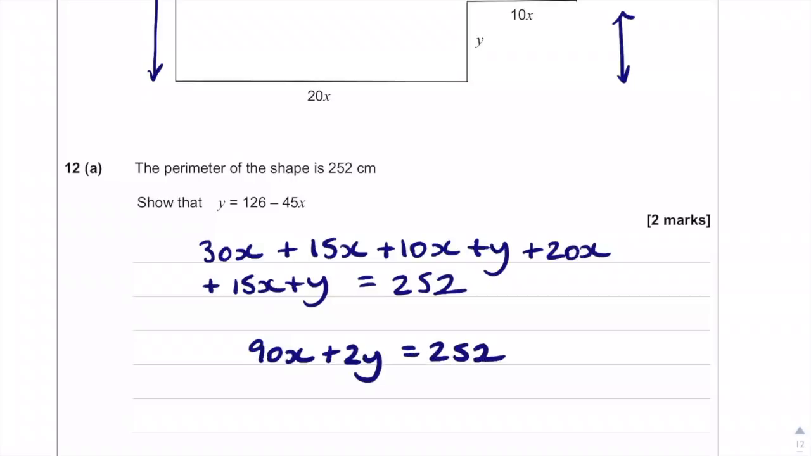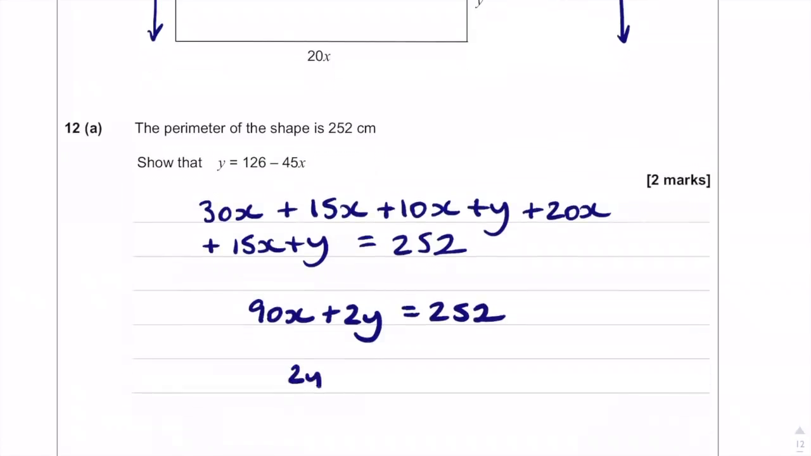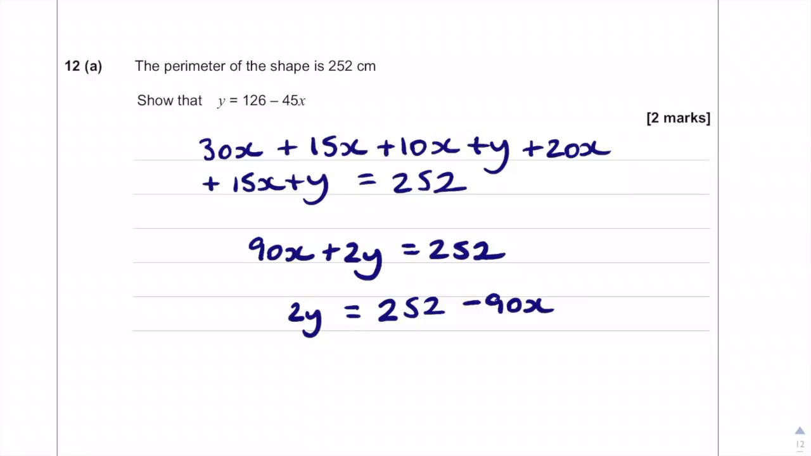Now part A has told me to show that y equals 126 minus 45x. So I need to rearrange this to get y as my subject. So I've got 2y is equal to 252 minus 90x. And I should be able to get my value of y by dividing both sides of this equation by 2. So I'm going to get y equals 252 divided by 2, which is 126, and minus 90x divided by 2, which is minus 45x. And that is what we had to show.